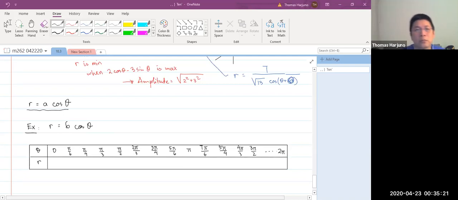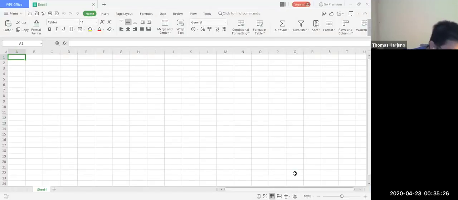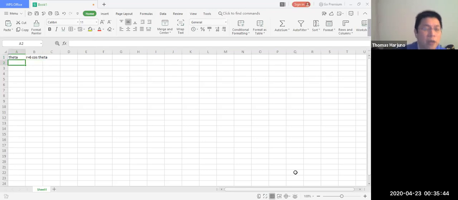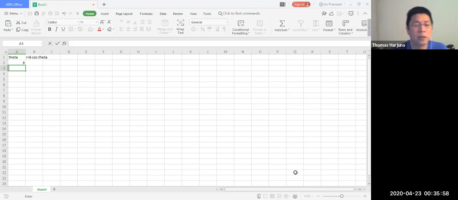Okay, I do expect that if you are a Calculus 2 student, you know how to use Excel. Do you have Excel on your computer? Well, if you do, then you can just do it this way. So this is my theta, and this will be my r, which is 6 cosine theta. Now for my theta, I will start from 0 and then add multiples of 15 degrees.